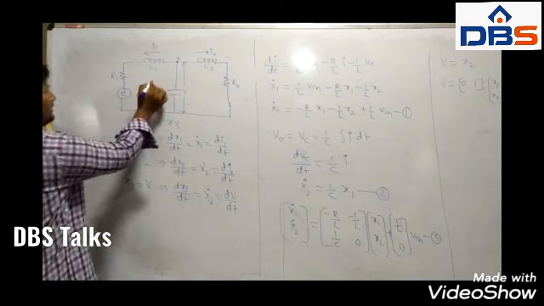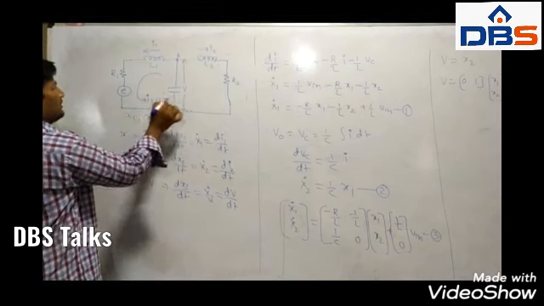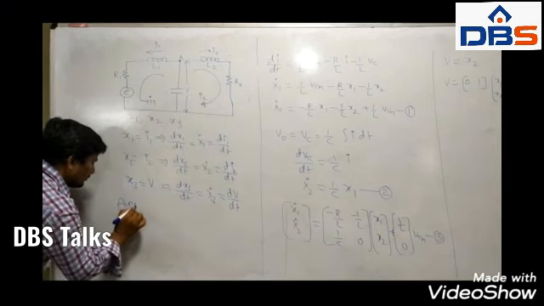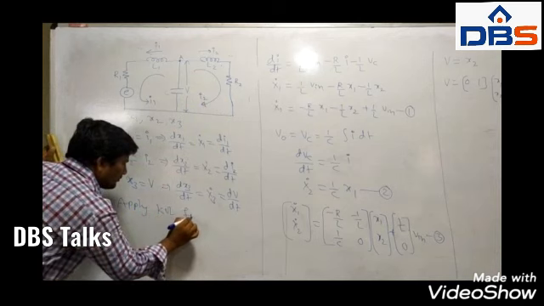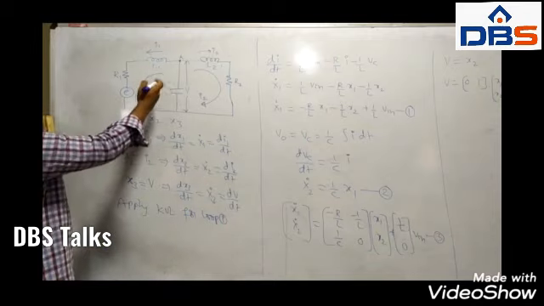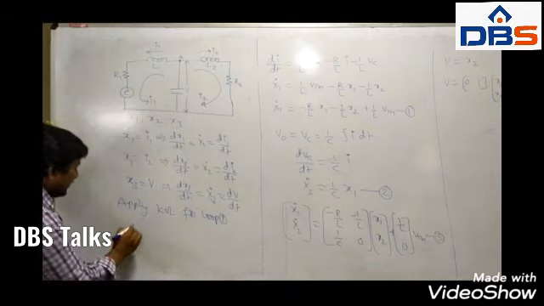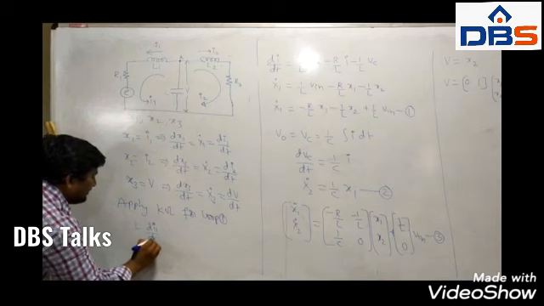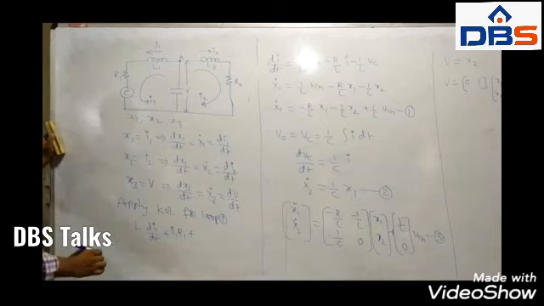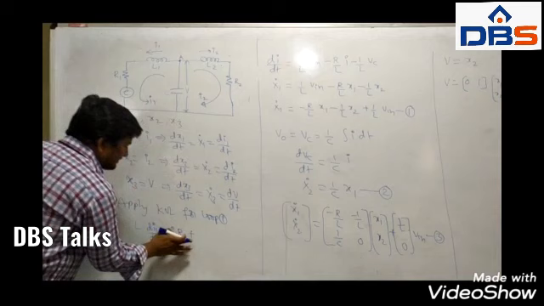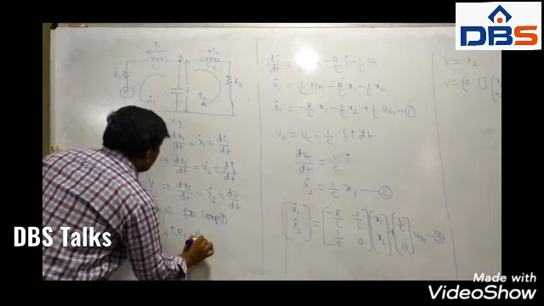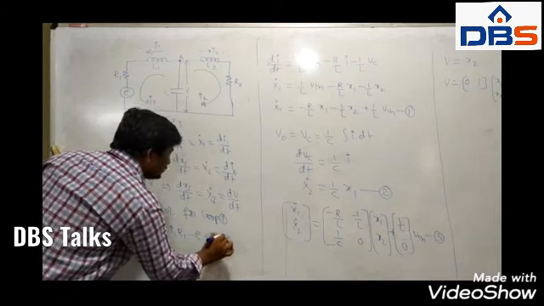Now apply loops. This is current I1 and this is I2. Apply KVL for loop 1. The current flow will be like this. So L1 di1 by dt plus I1 R1 minus E plus V equals 0.